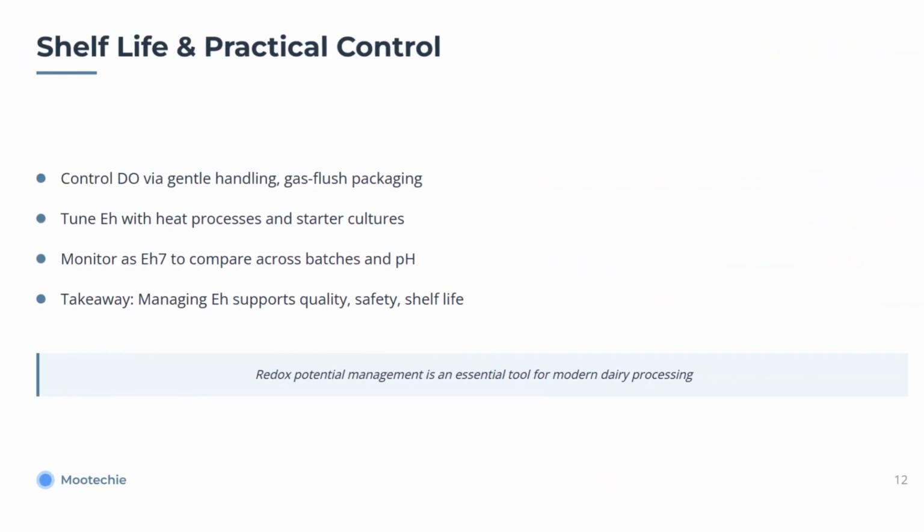Finally, let's talk about shelf life and practical control. You can control dissolved oxygen through gentle handling and using gas flush packaging. The EH can be tuned with specific heat processes and the selection of starter cultures. It's helpful to monitor EH7 to compare values across different batches and pH levels. The key takeaway is that actively managing EH supports overall product quality, safety, and extends shelf life. Redox potential management is an essential tool for modern dairy processing.